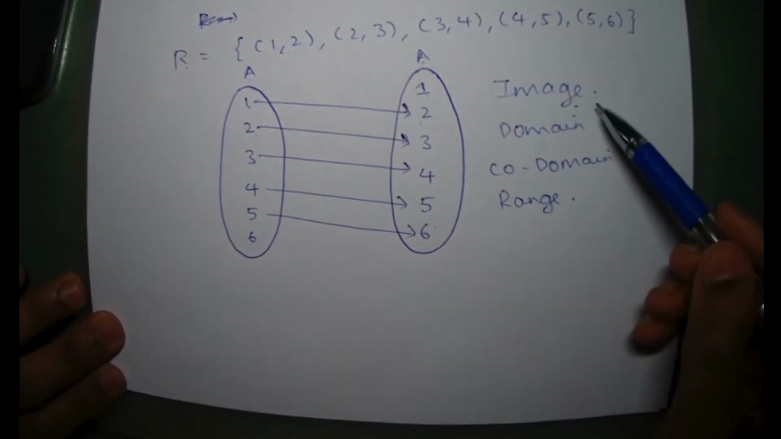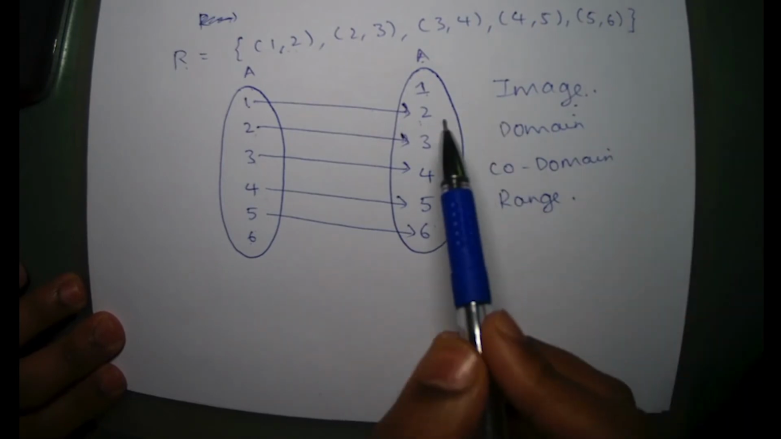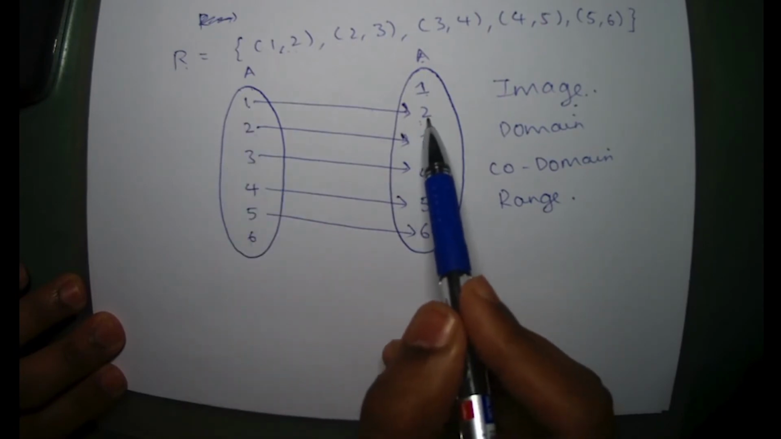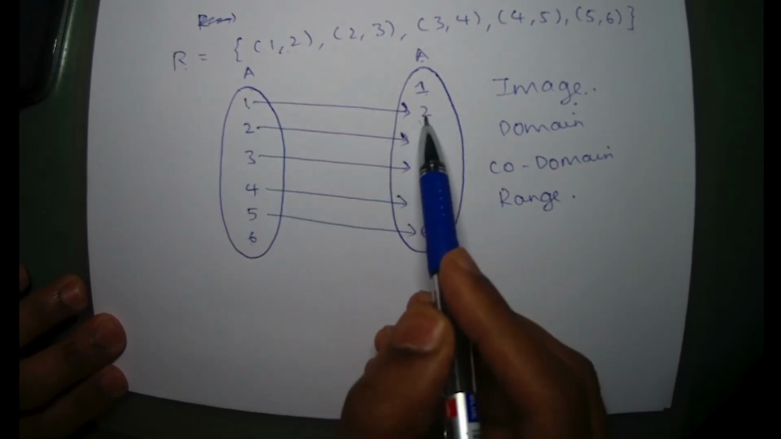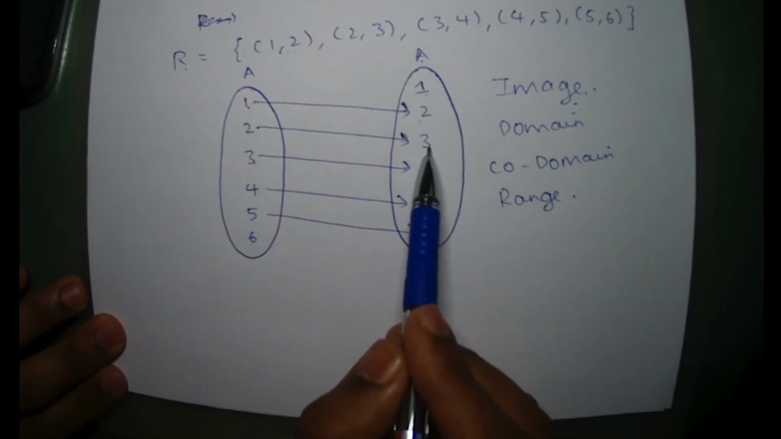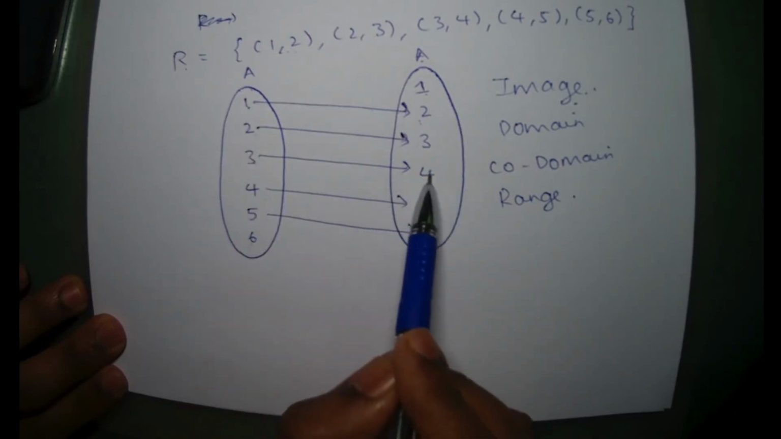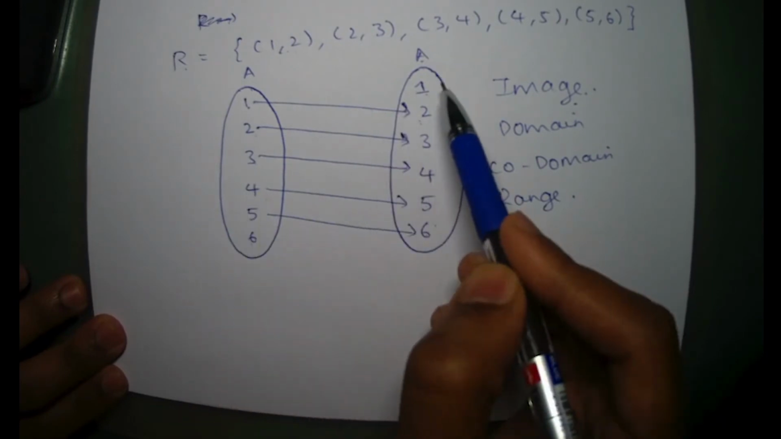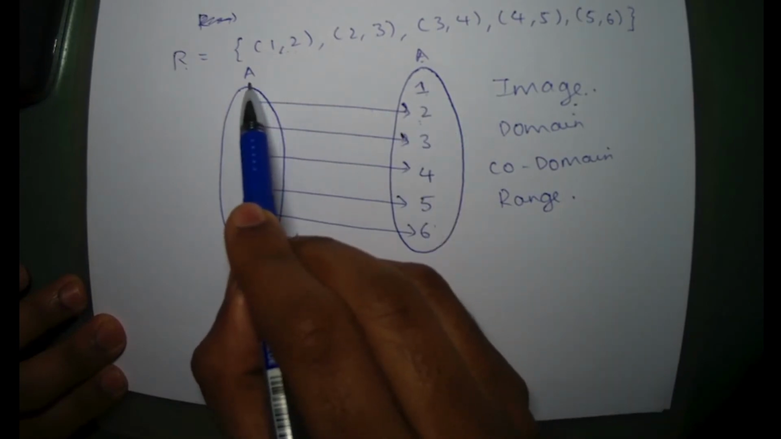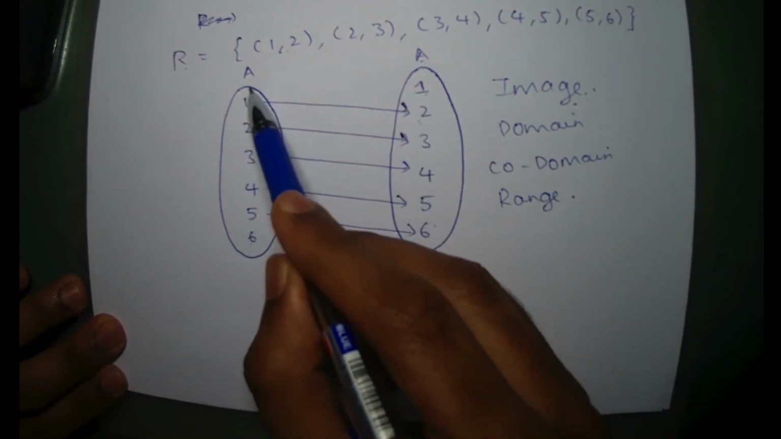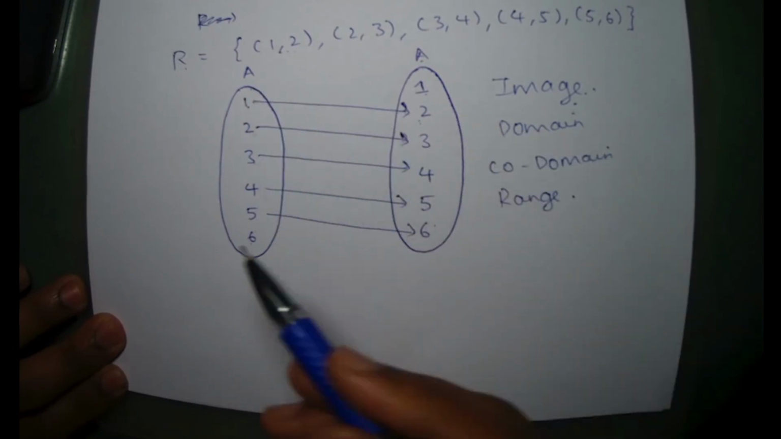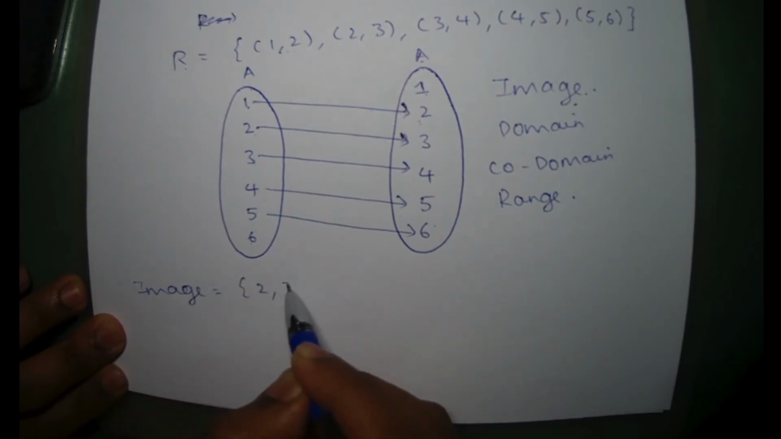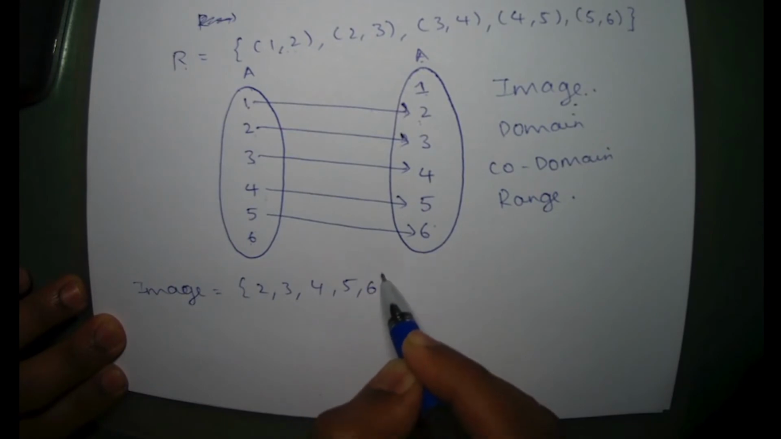6. So the first term we'll try to understand is image. Image is an element of the second set which is linked to the first set. So we see 2 is linked to 1 here. So we can tell that 2 is an image of 1, and we can tell that 3 is an image of 2, 4 is an image of 3, 5 is an image of 4 and 6 is an image of 5. So here 1 is not linked to any term from the first set. So 1 is not an image because it is not linked to any term from the first set. So you can tell that image is equal to 2, 3, 4, 5 and 6.